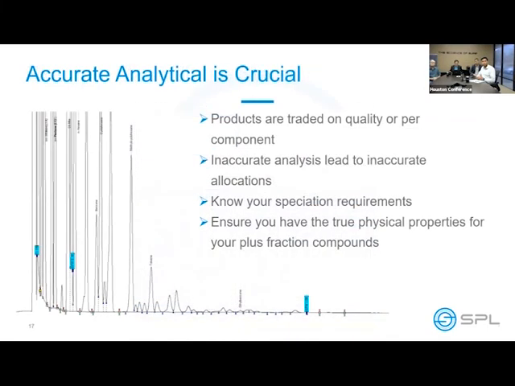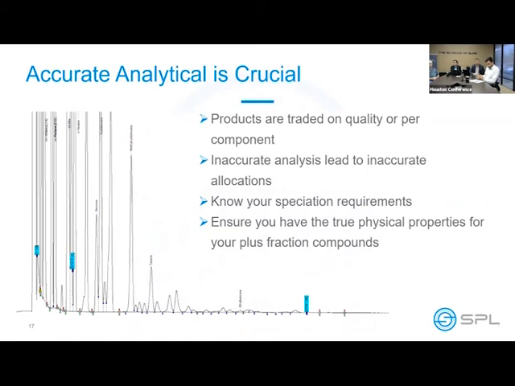Okay. All right, and so we've been harping on it, so let's go ahead and talk about it. Accurate analytical, of course, is a big piece of it. As we mentioned, we trade things on quality and per component. Oil is traded on quality and API gravity, BS&W number, all of that goes into it. Our gas is traded on an MMBTU, so we've got to have an accurate composition to calculate that heating value. Inaccurate analyses lead to inaccurate allocations. There's no two ways around it. Just like inaccurate field measurements, your volumetric measurements will do that as well.